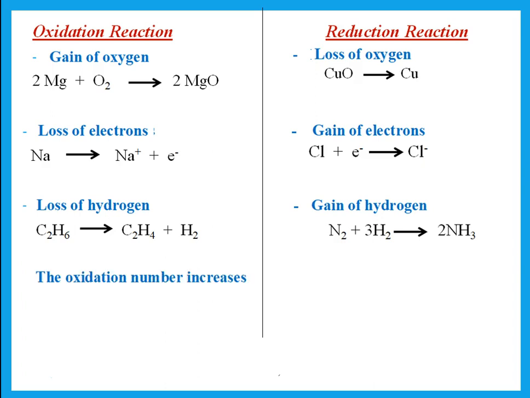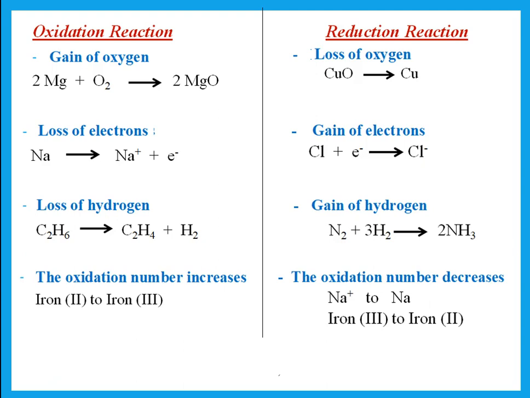Now, another definition involves oxidation number. Oxidation is the increase in oxidation number. You should know that oxidation number is actually the charge on the atom. So if I have iron 2, or Fe2+, we say that its oxidation number is +2. If that changes to iron 3, that is Fe3+, that means that the charge has increased from +2 to +3, that is oxidation.